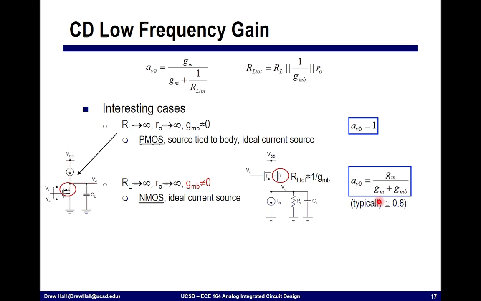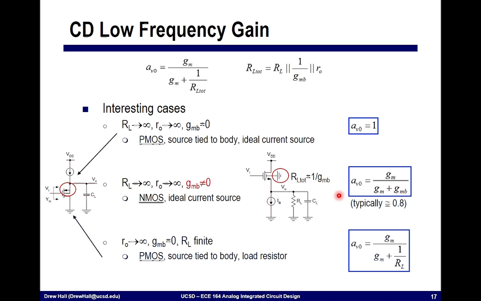It's about 0.8 for most technologies. So we know that in this case the gain can be roughly about 0.8, always less than 1 though. And the third interesting case is if we take, again, the output impedance of this device to infinite, GMB is equal to 0. That means that we're tying the body and the source together, but we have some finite load resistance. This is a very realistic case.